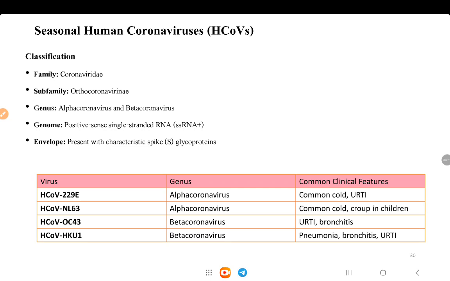We see that the alpha, 229E, causes a common cold and upper respiratory infection, while NL63 causes a common cold and croup in children. It is very important that it causes croup in children. OC43 causes upper respiratory tract infection and bronchitis, and HKU1 causes pneumonia and upper respiratory infection.